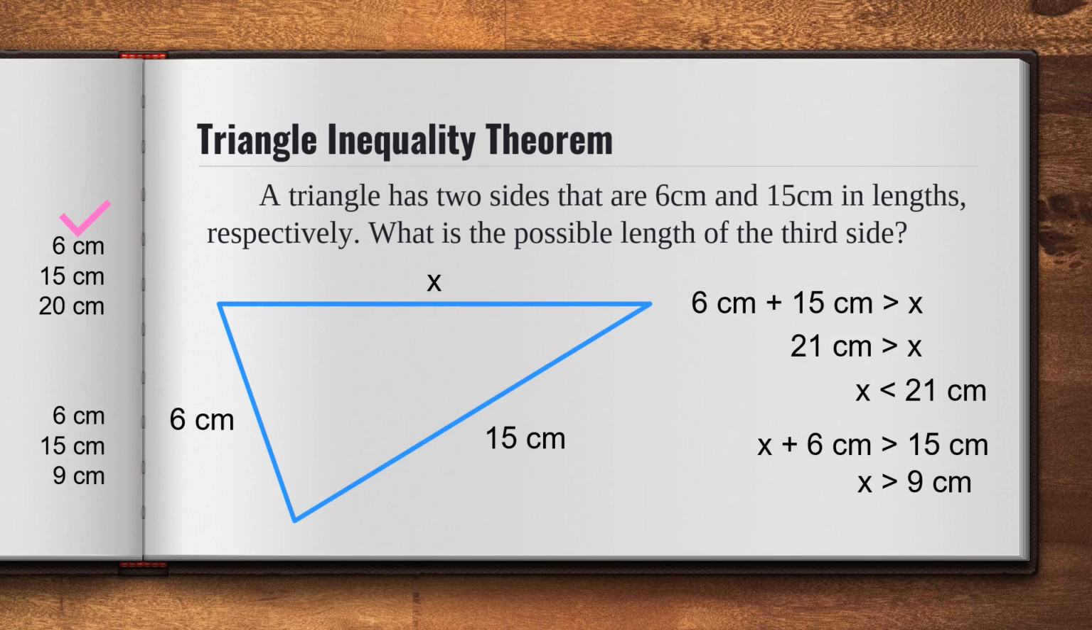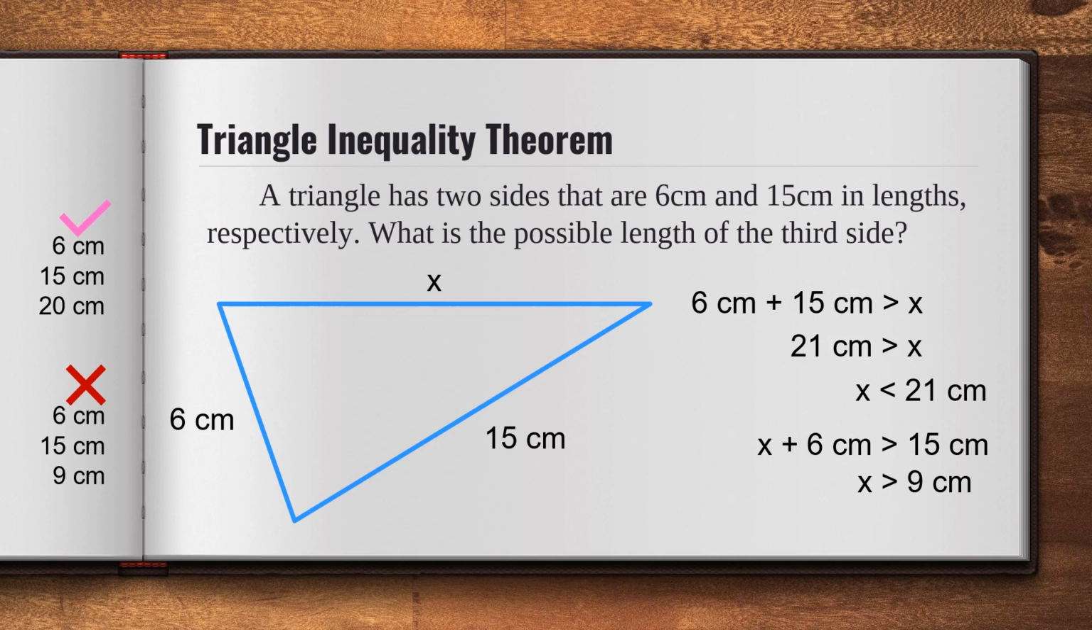Why? Let's check if it is 9. If x is 9 centimeters, 6 plus 15 is 21. 21 is greater than 9. Okay. 15 plus 9 is 24. 24 is greater than 6. Still okay. But 6 plus 9 is 15. 15 is not greater than 15. It is equal to 15. So, no. These measurements will not form a triangle.